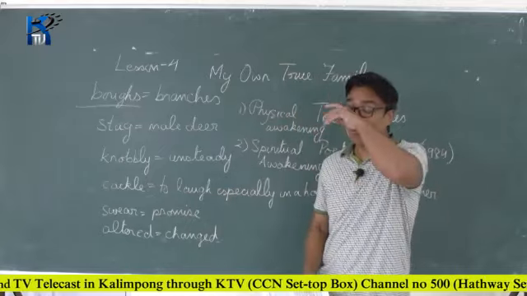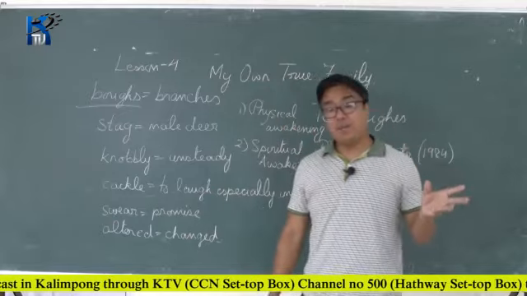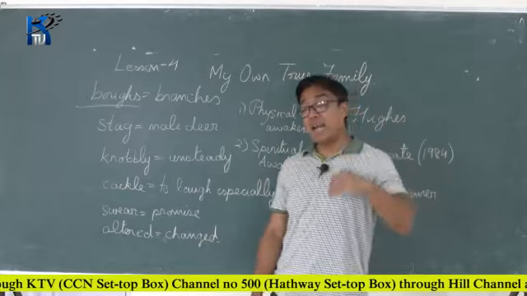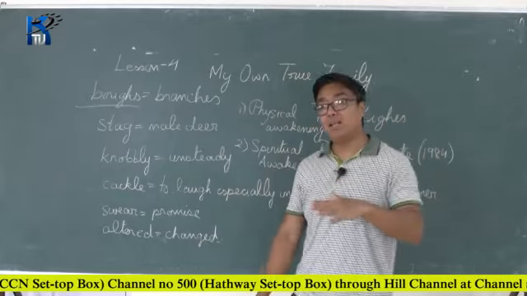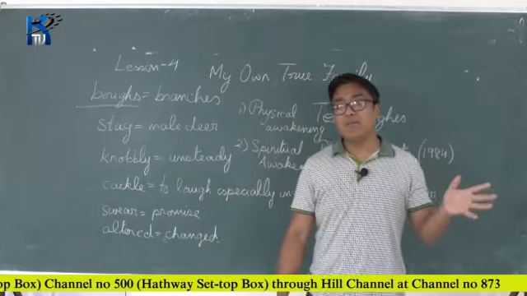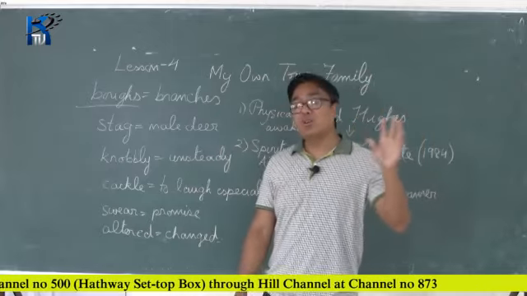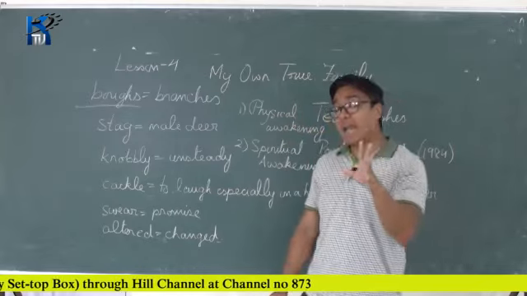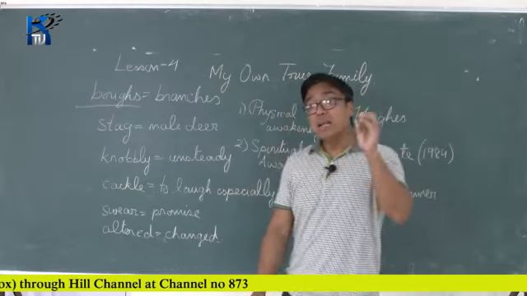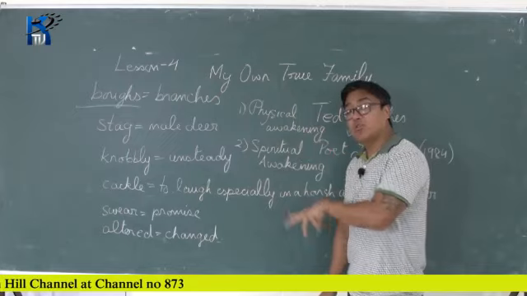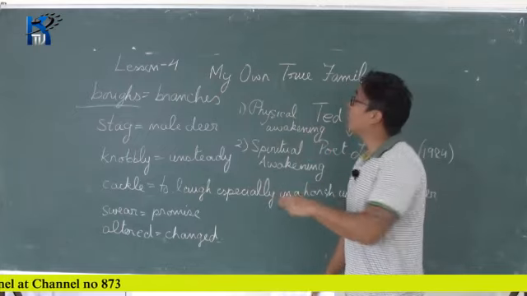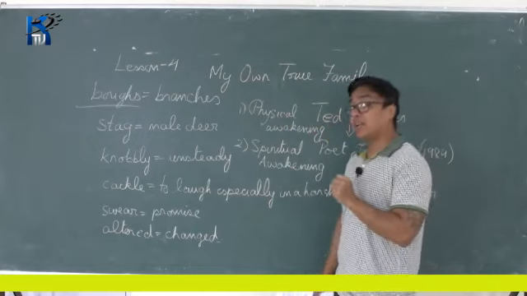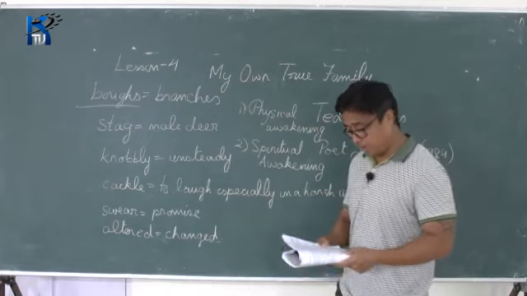This personification was also there in the poem called Fable, where the mountain and the squirrel speak. In real life, a mountain and a squirrel do not speak like human beings do. But there they had been personified. Similarly, the oak trees have also been personified over here in this poem, My Own True Family.